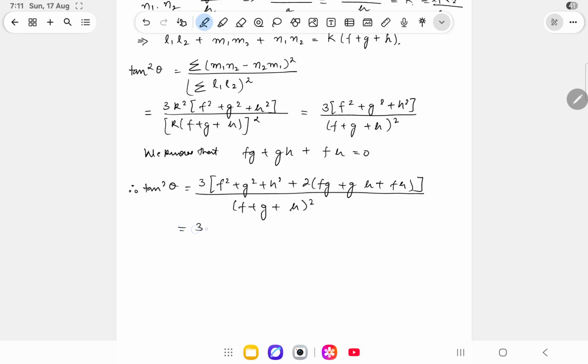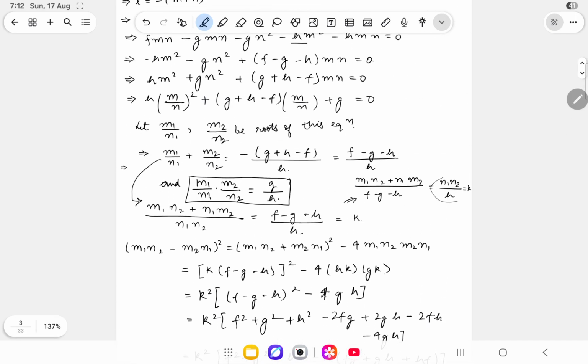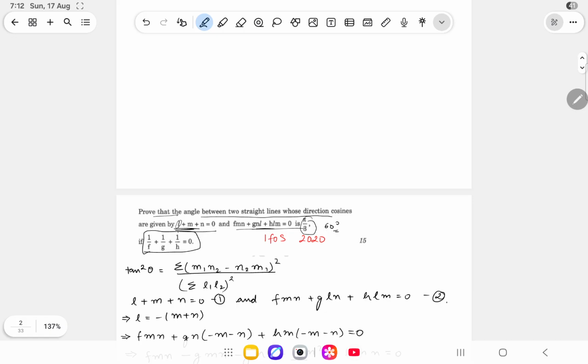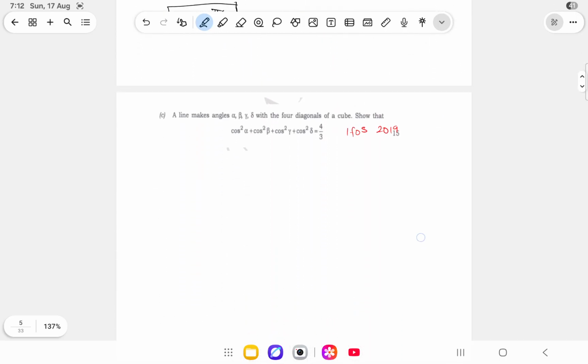Now this is just simplification. This whole term equals f plus g plus h whole square upon f plus g plus h whole square. We can just balance this out. So what we got is tan square theta equals 3. So from here I got tan theta equals root 3, which is equal to tan pi by 3. So I got my theta as pi by 3. So pi by 3 is the angle which these two lines are forming, whose direction cosines are given to us. So we are done with question number 2 as well.